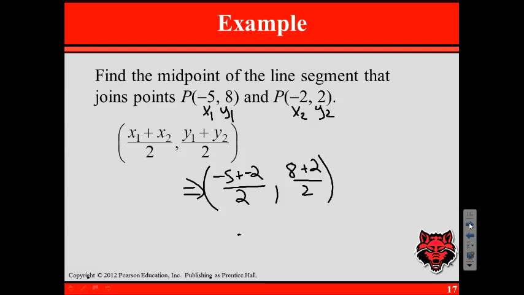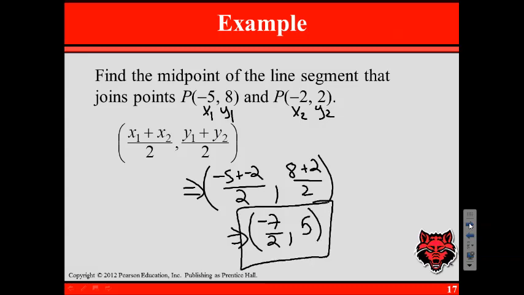We now simplify. -5 plus -2 is -7. That's over 2. 8 plus 2 is 10, and 10 divided by 2 is 5. Make sure to write the midpoint as an ordered pair because the midpoint is an actual coordinate. The distance is just a number.